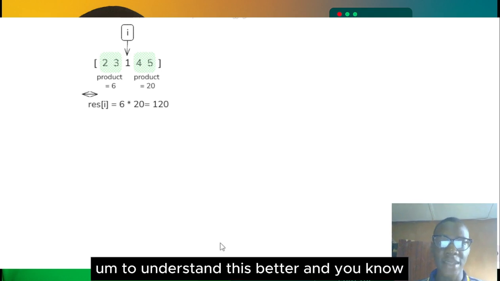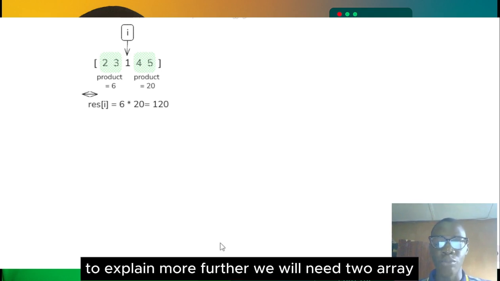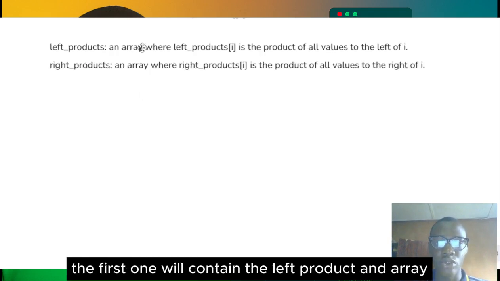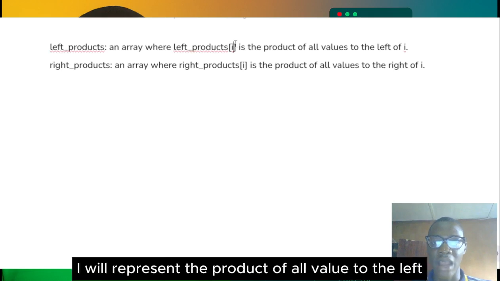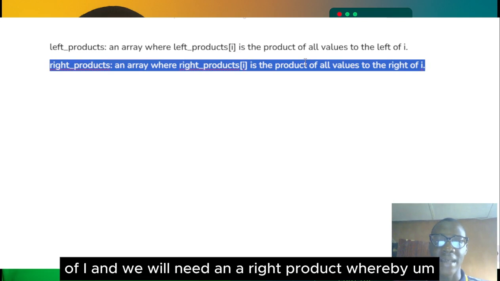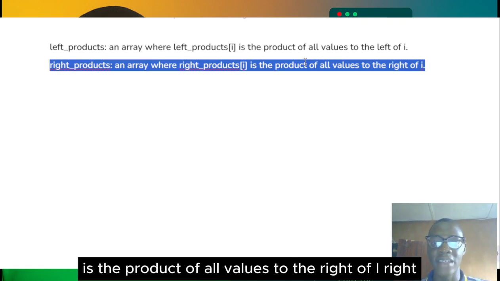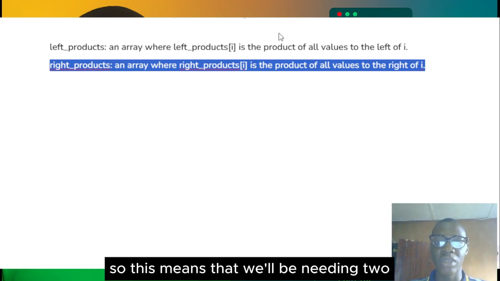To understand this better and to explain further, we will need two arrays. The first one will contain the left product, an array where left product of i will represent the product of all values to the left of i. And we will need an array right product, where right product of i is the product of all values to the right of i, right?